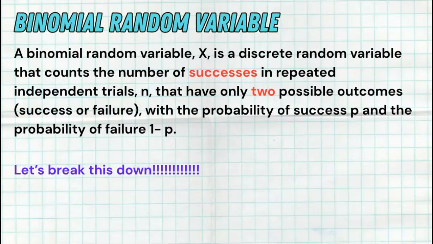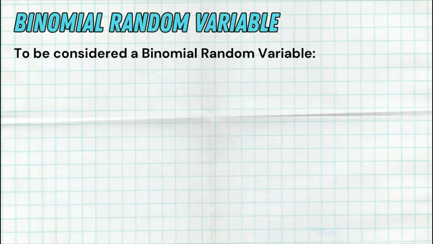Now, let's break it down a little bit deeper. There is a way that we could make sure that we have a binomial random variable, and there are 4 things that we have to check. All 4 of these things are in that definition, but we're just going to break them down individually.